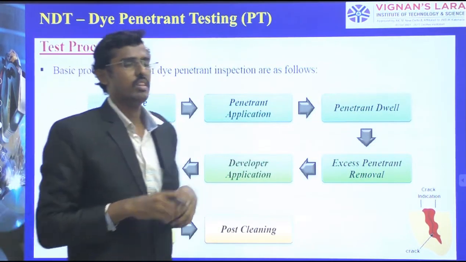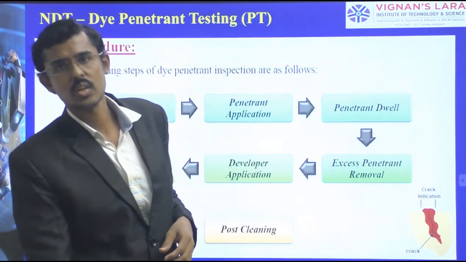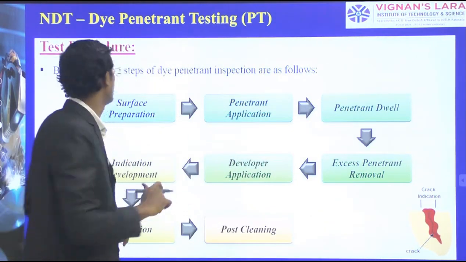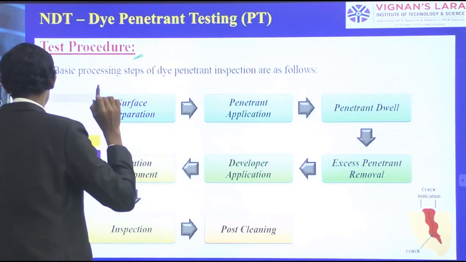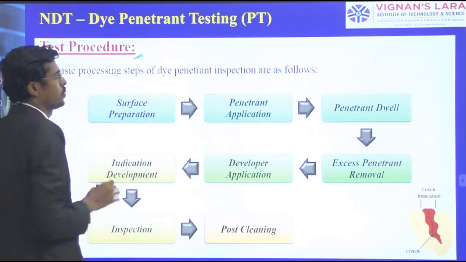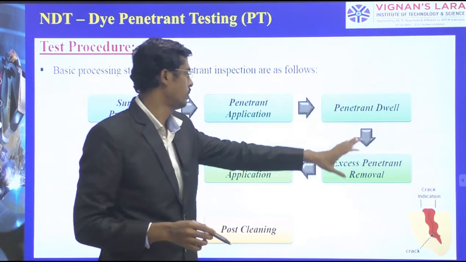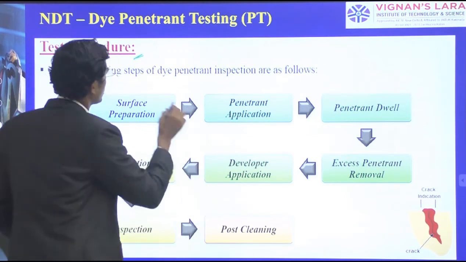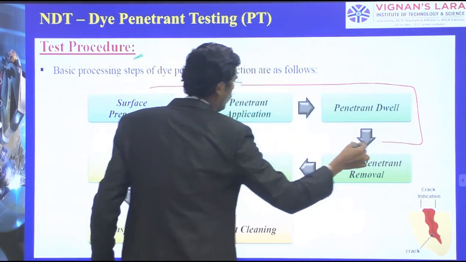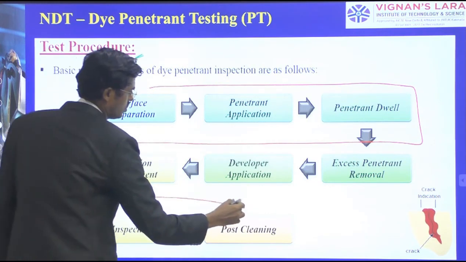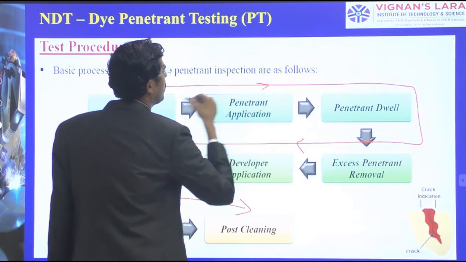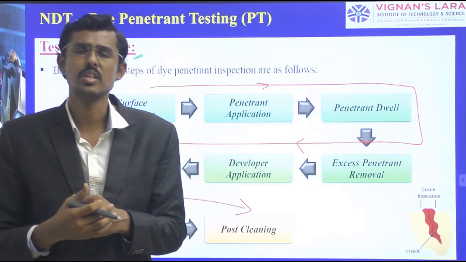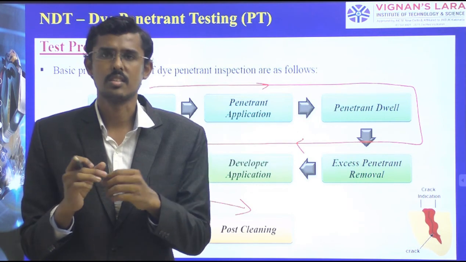So we have seen some of the introduction part of the penetrant inspection. Here we have various test procedures: surface preparation, penetrant application, penetrant dwell time, excess penetrant removal, developer application, indication inspection and post cleaning. So there are various steps involved, and we have to see what each of them involves. The remaining part of the subject we will see in the next session. Thank you.